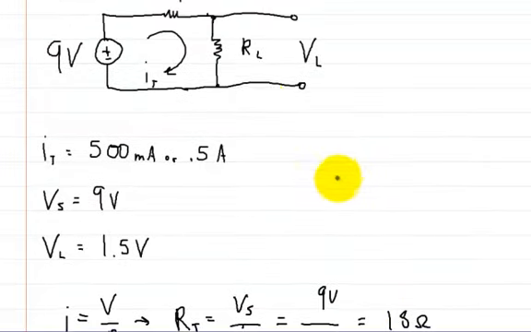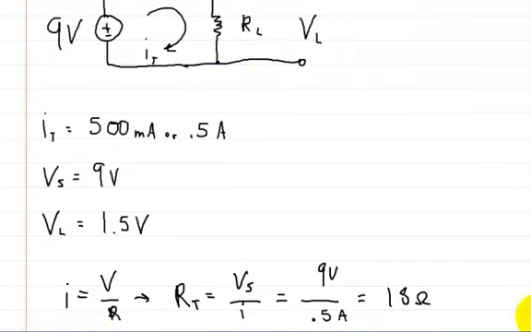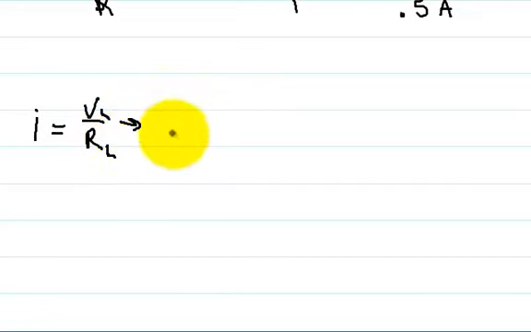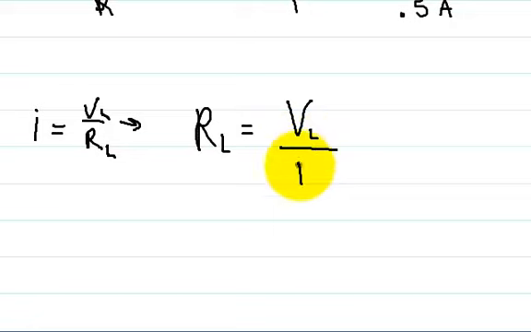So now we want to solve for the actual resistance on the load. We want to know, well, what is this resistance here? We know the current going through it, and we know the voltage across it. So we know everything we need in order to get this resistance. So let's go ahead and solve for that. Again, we're going to manipulate this formula. I equals the voltage divided by the resistance, and we're solving for the resistance on the load. So the resistance of the load is equal to the voltage on the load divided by the current running through it.